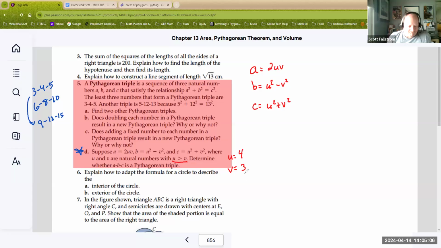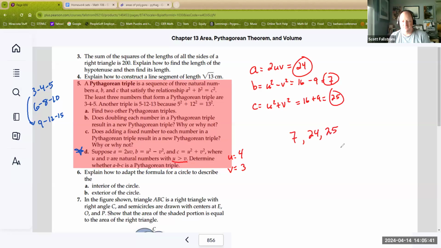So u is 4, v is 3. A is 2 times u times v. So u times v is 12, so that's 24. u squared is 16 minus v squared, which is 9, so that becomes 7. And u squared is 16 plus v squared, which is 9, and that becomes 25. What it's telling you is this triangle right here is a 7, 24, 25 triangle.